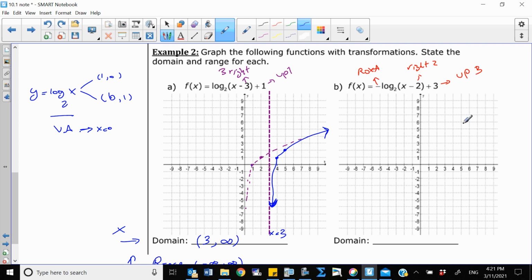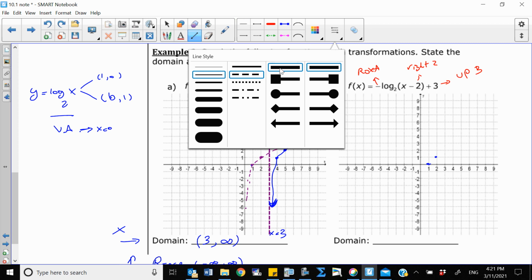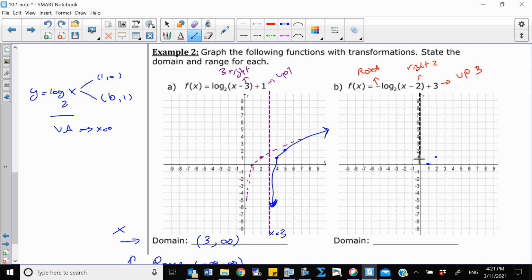So again, let's work on the parent function. The parent function is the same because the base is the same as we had before. So the two specific points are 1 and 0 and 2 and 1. And our asymptote is here. This is the asymptote for the parent function. Okay, so I have my parent function here.